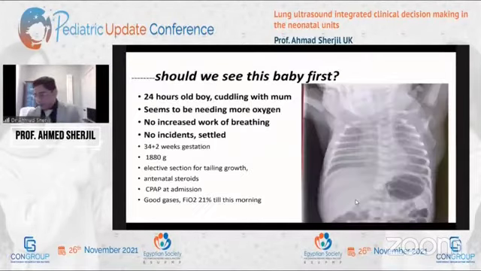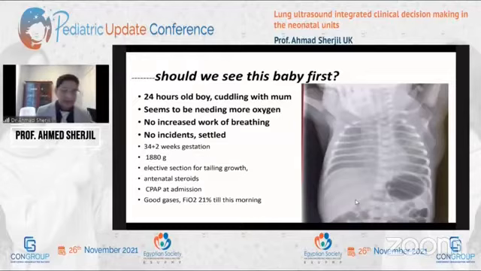So after the handover, having prioritized my patients, I walked into the ITU as the registrars and the rest of the team were preparing for the ward round, but I prioritized some patients. So the charge nurse takes me straight to this little cute boy who was 24 hours old, was having a cuddle with mom.